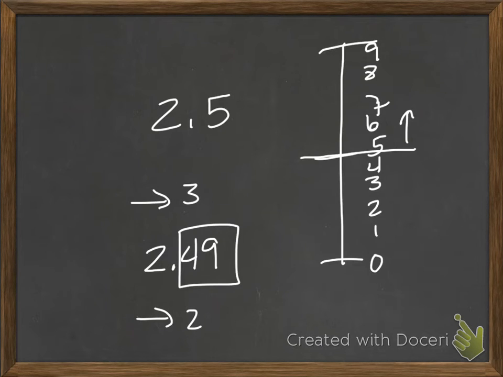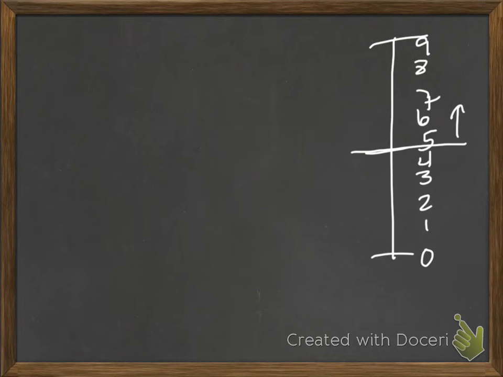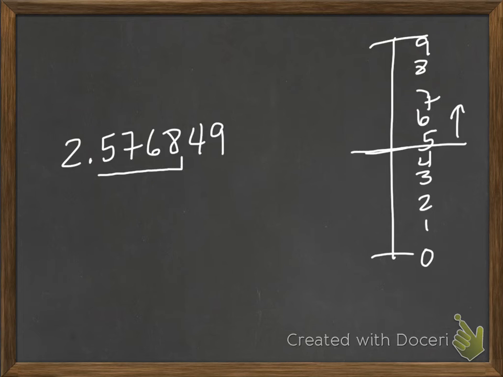So let's say you have, let me copy my little scale over. Yes, it's an artistic creation. Okay, let's say we have 2.5, 6, 7, 8, 4, 9, like that. And let's say you want to round to 4 decimal places. Well, that would be these 4 here. That would be your cutoff. So you want to round this one. That's the one you're going to round.